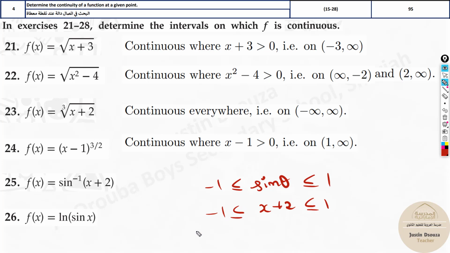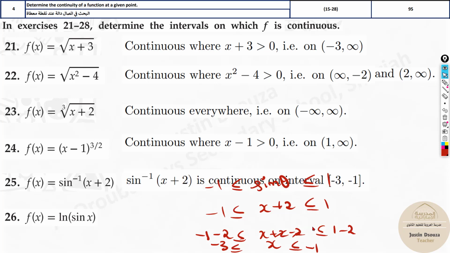So what you do is minus 1 minus 2 less than or equal to x plus 2 minus 2 less than or equal to 1 minus 2. What's happening here is, minus 3 less than or equal to, this cancels, you're remaining with x less than or equal to minus 1. So this would be your answer. It is in the range minus 3 to minus 1. Can you see that? Continues on the interval.